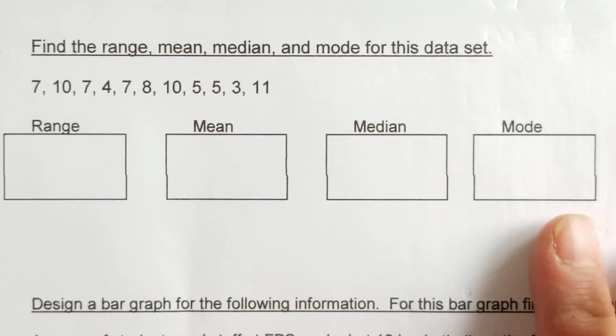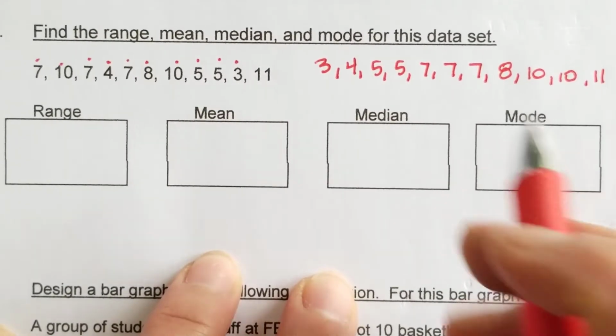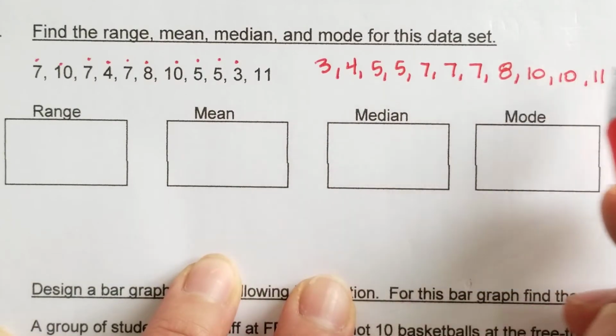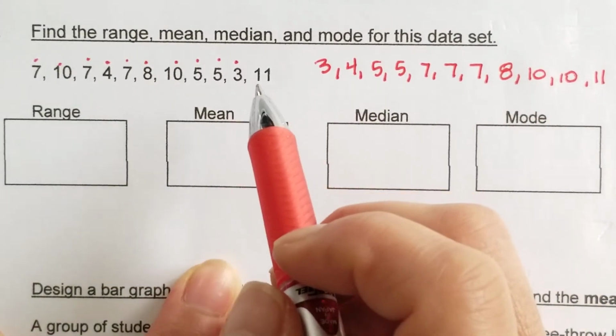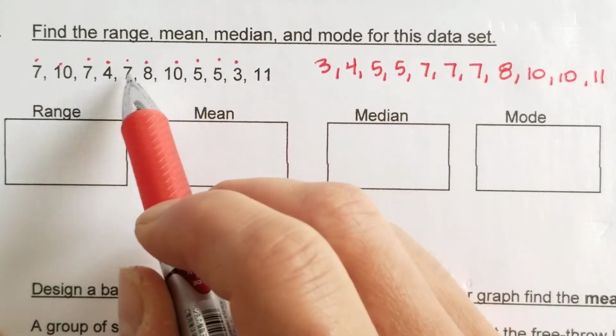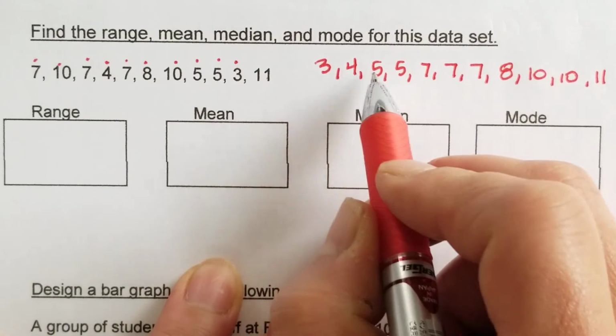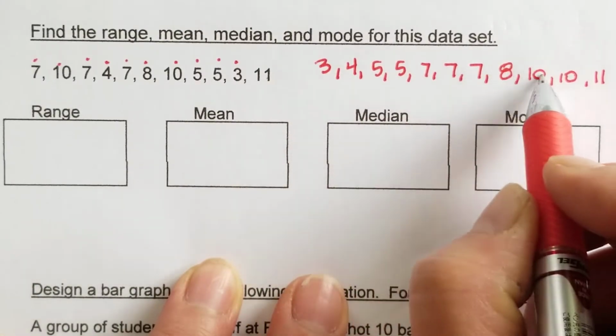The first thing I would do is arrange these numbers from least to greatest. Also keep in mind when you're writing out these numbers from least to greatest, just double check. If you count 1, 2, 3, 4, 5, 6, 7, 8, 9, 10, 11 numbers, make sure you write 11 numbers this way.